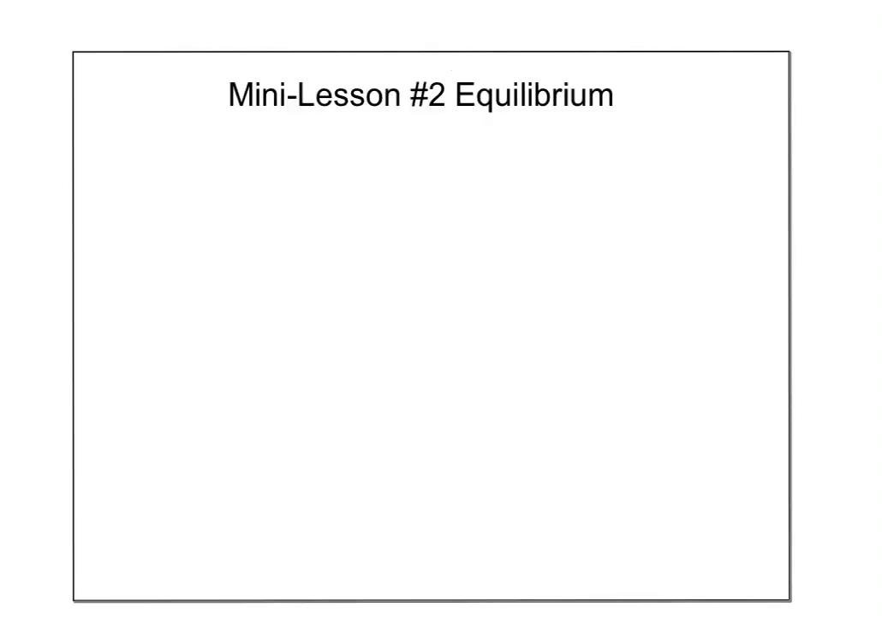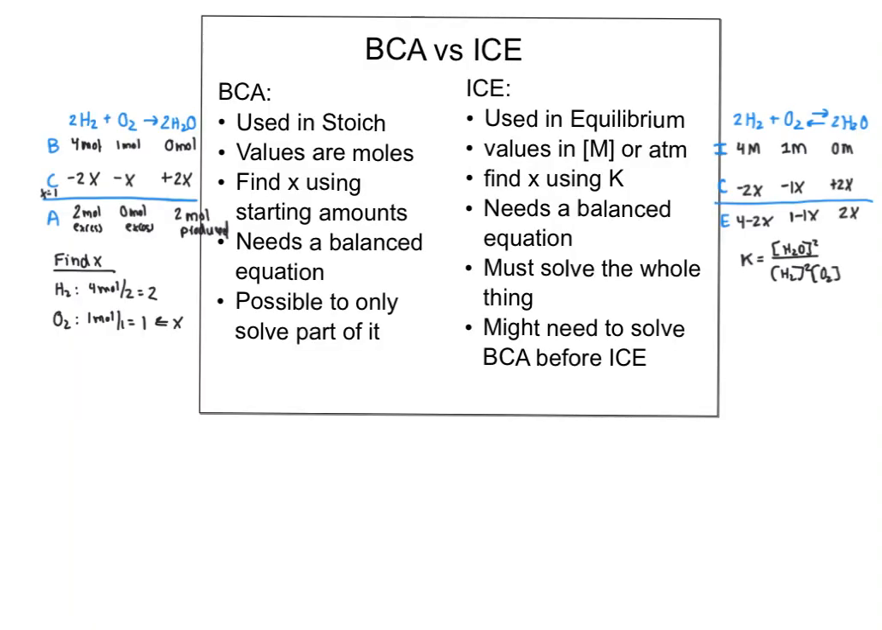All right, lastly, I wanted to touch on the mini lesson from Monday, equilibrium. So there are a lot of similarities between the BCA tables we use for stoichiometry and the ICE tables we use in equilibrium, but the differences are important, and these might be good to put on your one pager. For a BCA table, everything has to be in moles. You can't do a BCA table if you are not in moles, whereas with ICE tables, you can use molarities, which is moles per liter, or atmospheres if it's Kp.